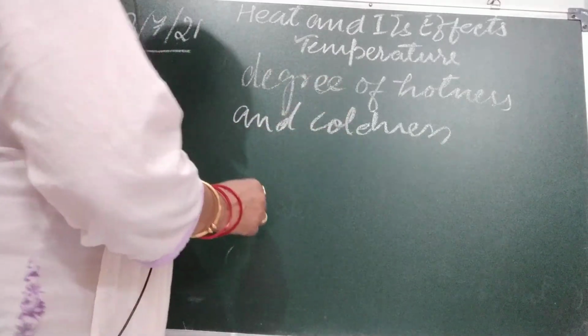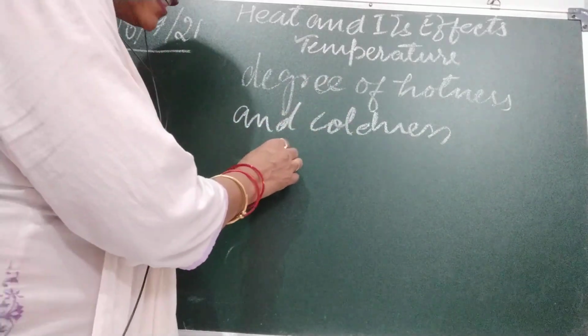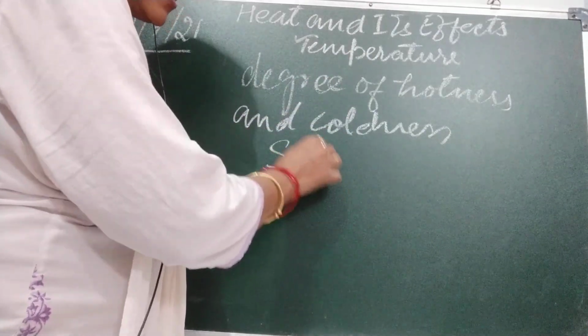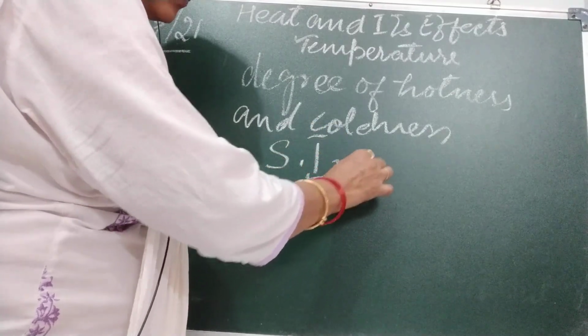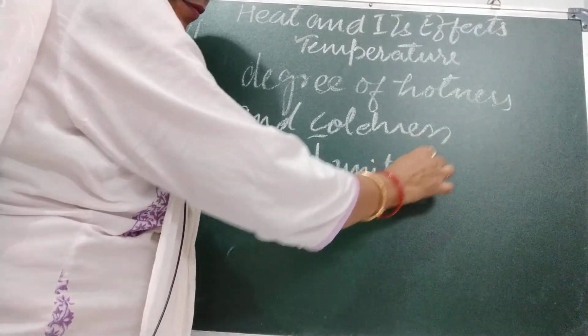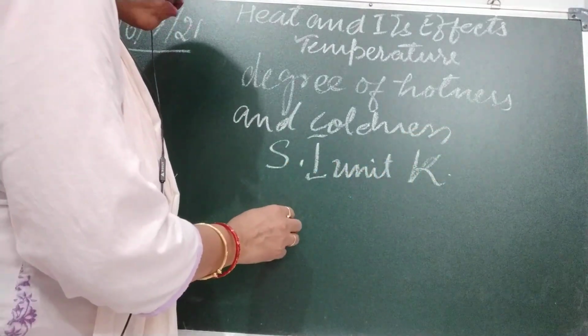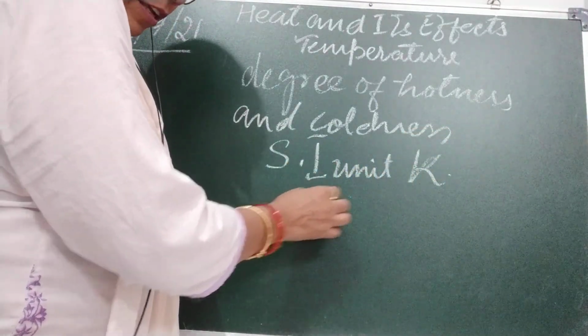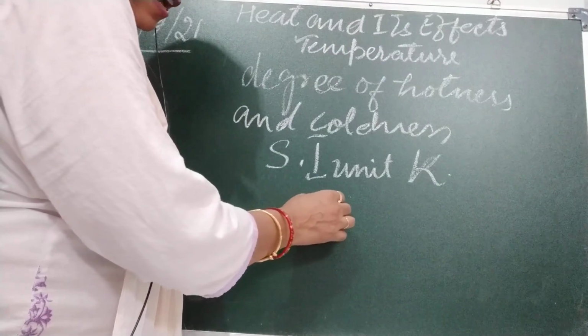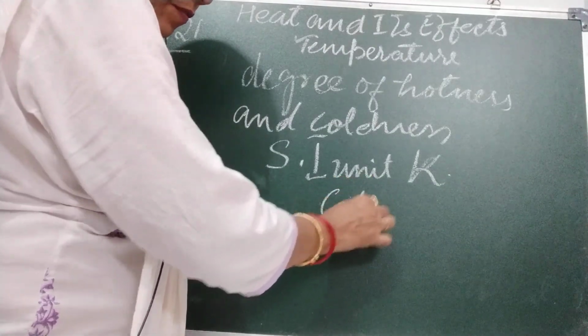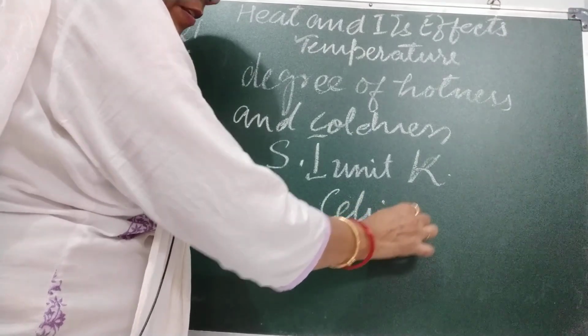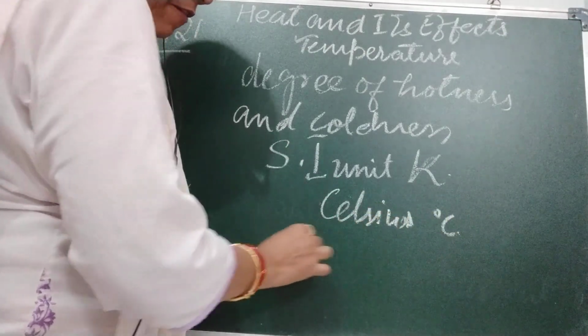Now what is the unit of temperature? There are 3 units of temperature. The standard unit, the SI unit of temperature, is Kelvin. Other commonly used units are Celsius and Fahrenheit.